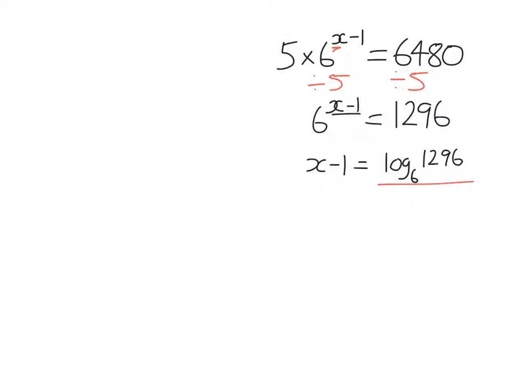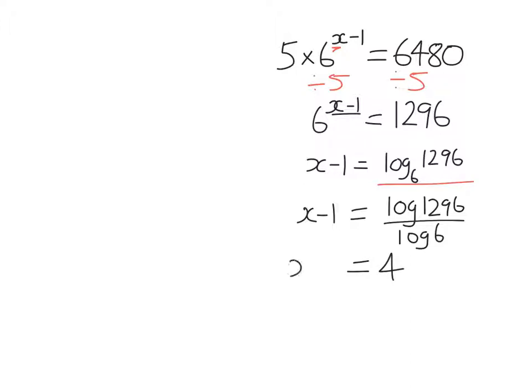If your calculator doesn't allow log base 6, you can just write log base 10 of 1296 over log base 10 of 6, and you should get the answer 4, because 6 to the power of 4 is 1296. So we have x minus 1 is equal to 4, just add 1 to both sides, and x is 5. And we can easily check our solution by substituting x is 5 into this equation here.